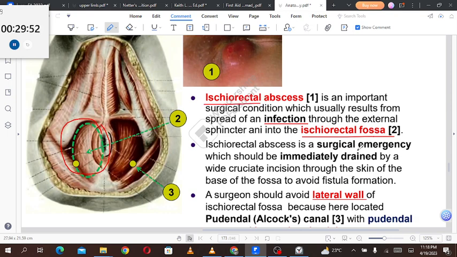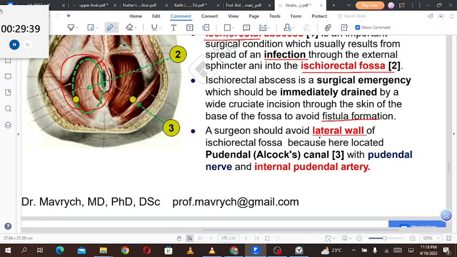An ischiorectal abscess is a surgical emergency which should be immediately drained by a wide cruciate incision through the skin of the base of the fossa to avoid fistula formation. Because if this abscess is not removed, there will be formation of a fistula. A surgeon should avoid the lateral wall of the ischiorectal fossa because here are located the pudendal Alcock's canal, the pudendal nerve and the internal pudendal artery.